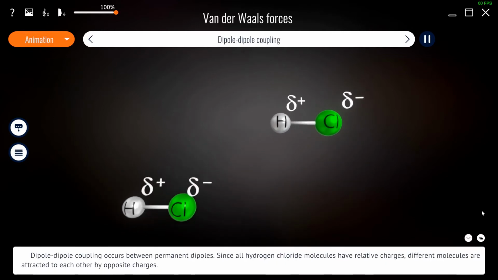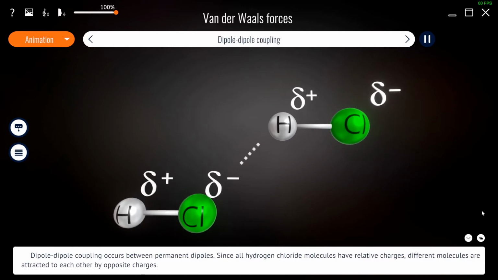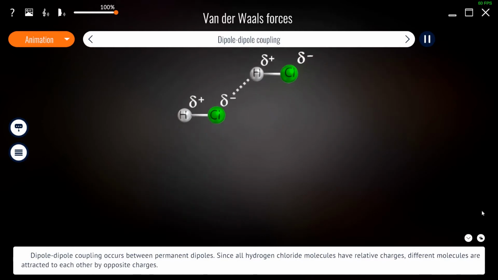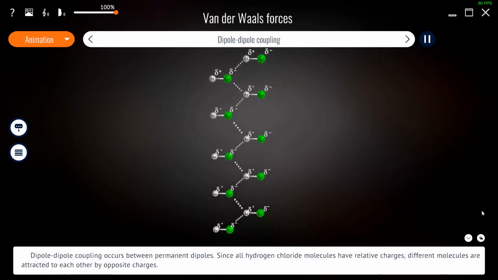Dipole-dipole coupling occurs between permanent dipoles. Since all hydrogen chloride molecules have relative charges, different molecules are attracted to each other by opposite charges.